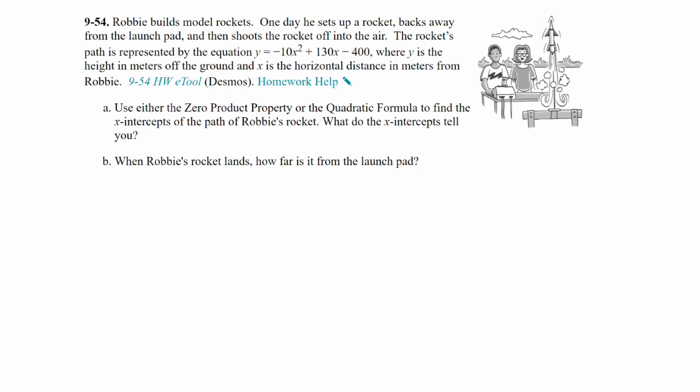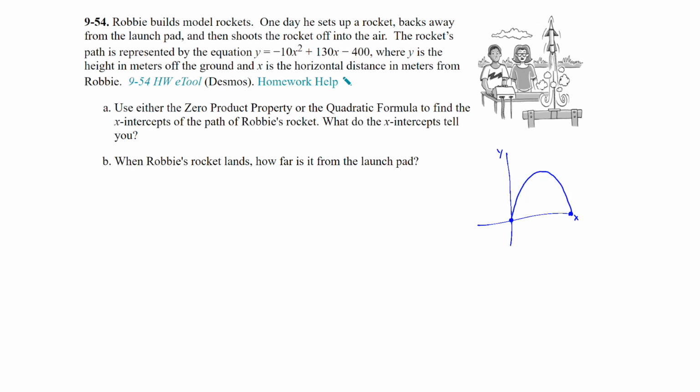So just to get a visual of what's happening here, we have our x value, which is our horizontal distance, and our y value, which is our vertical distance. So the rocket starts on the ground at 0, 0. And when it's launched, it goes up and it comes back down. So the x-intercepts are going to represent where the rocket started. Now, I've said it started at 0, 0. It doesn't necessarily start there, but it is going to have 2 x-intercepts, where it starts and then where it falls to the ground.